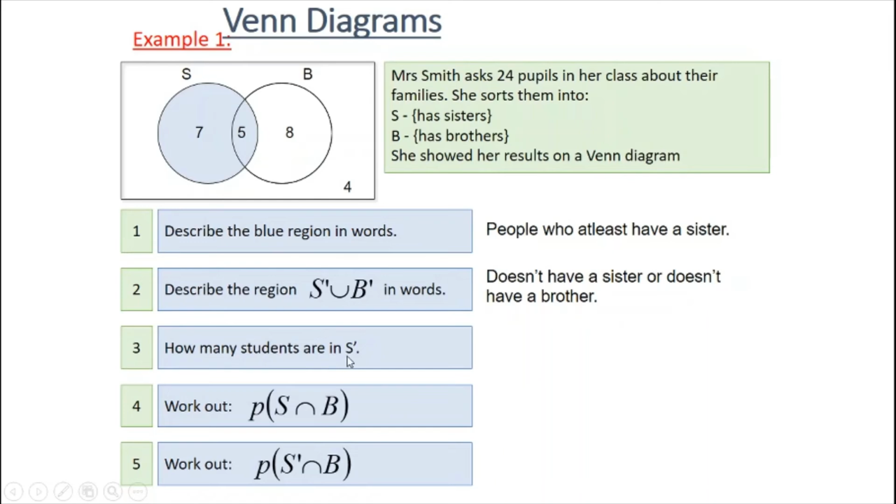How many students are in not S? So numbers not in blue, so 12, the 8 and the 4.